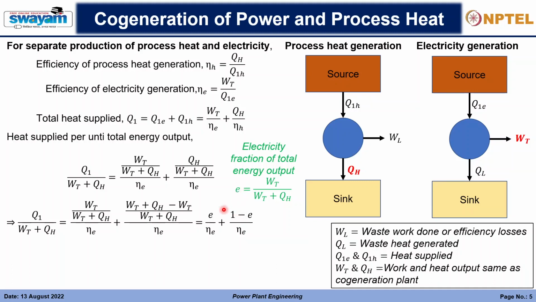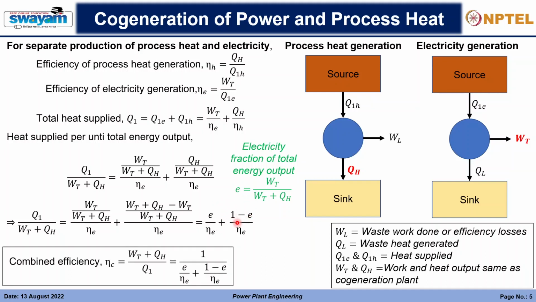Let us move on. So this will be the heat supplied per unit total energy output for the case of separately produced process heat and electricity. Then the combined efficiency of these two processes will be given by WT plus QH, that is the total desired output that we want, divided by the total amount of heat we are supplying, Q1. So that will be given as this.